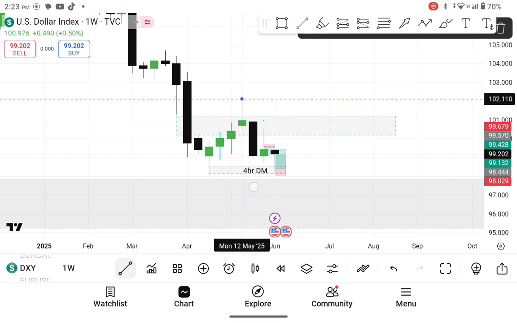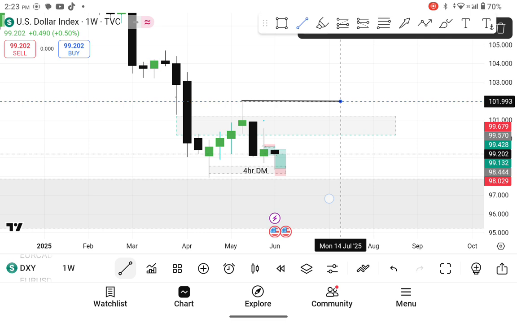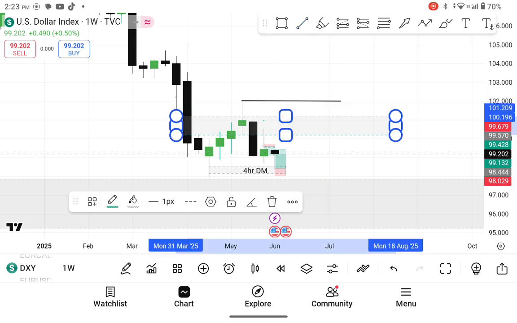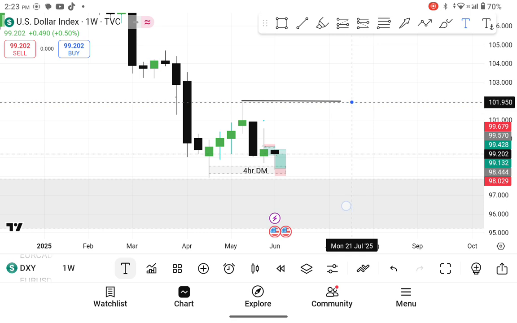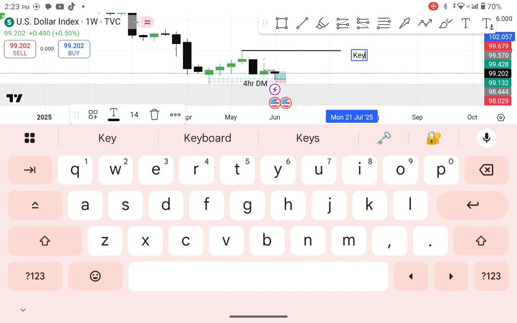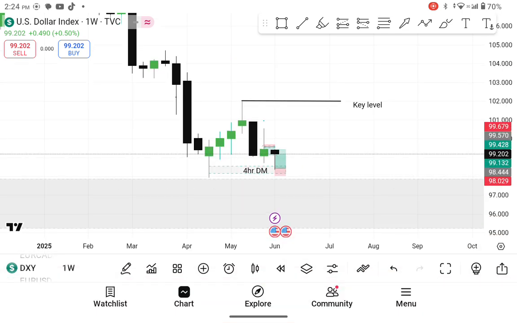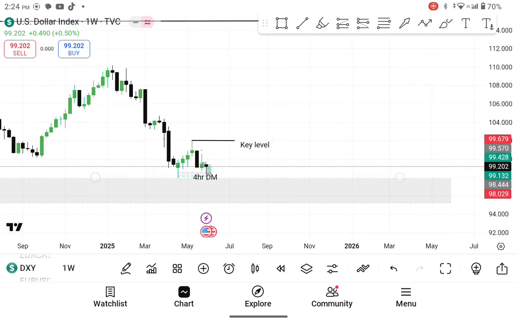So now we have this area here as a draw on liquidity, which is also our key level, which we'll label as key levels. This is a key level here. Okay. So now we have seen our key level. We'll be waiting to see how the market will react at that area.